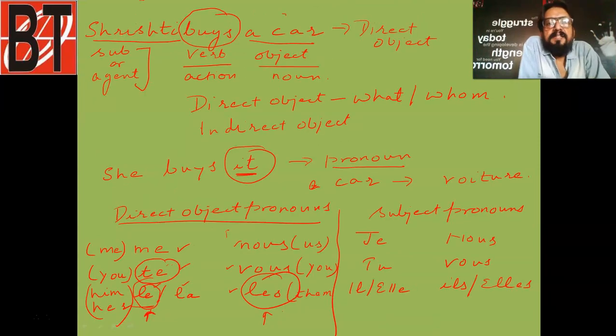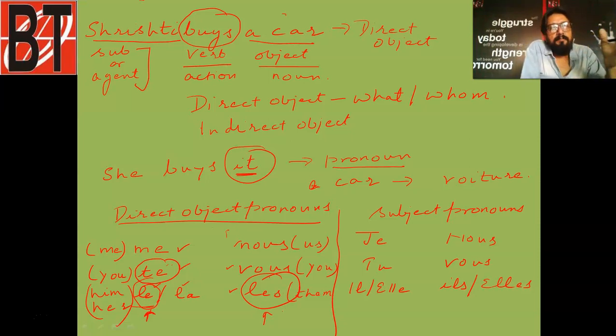So when you understand the direct object pronoun, what is the most important thing to understand while writing sentences in direct object pronoun? First of all, when you are framing a sentence in the French language, you must know that the direct object pronouns are: for me it is me, for you it is te, for him it is le, for her we use la, for us we are using nous, for you we are using vous, and for them we are using les. So me, te, le, la, nous, vous, les. There are six subject pronouns and in the same way there are six object pronouns, direct object pronouns.